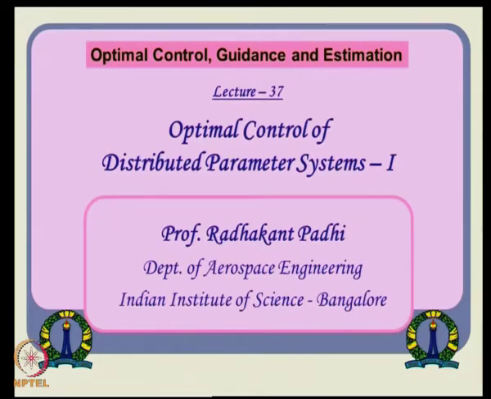Towards the end of the course, I thought it is also a good idea to see a slightly different topic. It is very connected, but a slightly extended topic in a different domain, which is called distributed parameter systems. So, in 2 lectures I will cover some topics on optimal control of distributed parameter systems, especially the research that we did and the results that we got some time back. So, let us get started.